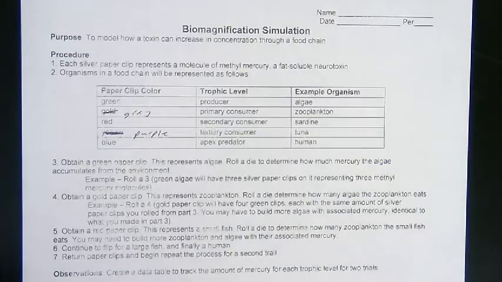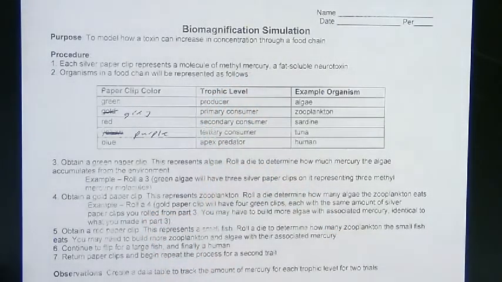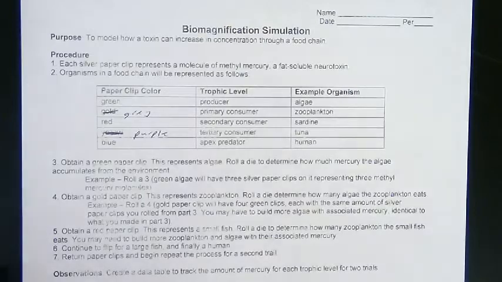This is the biomagnification simulation. So you're looking at how mercury travels up the food chain, and why mercury stays in a food chain, because it is fat soluble. That means that it dissolves in fat, it doesn't dissolve in water.